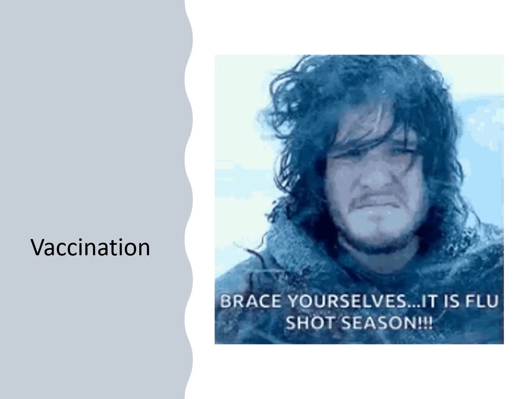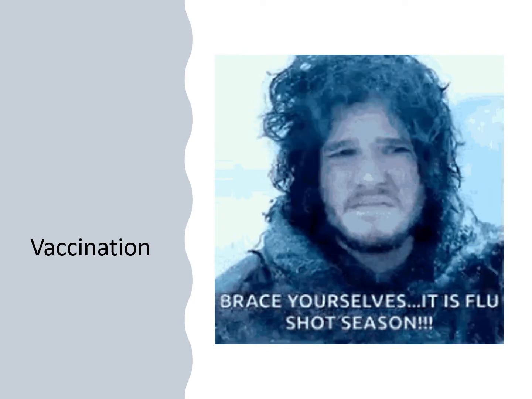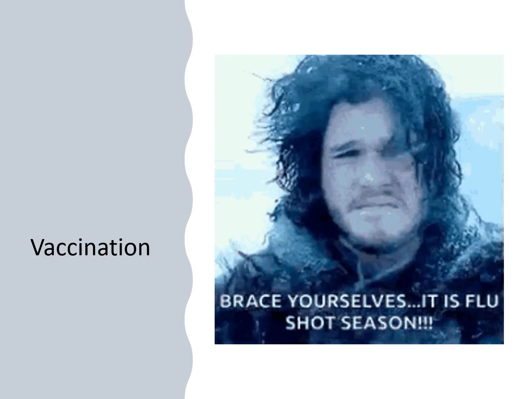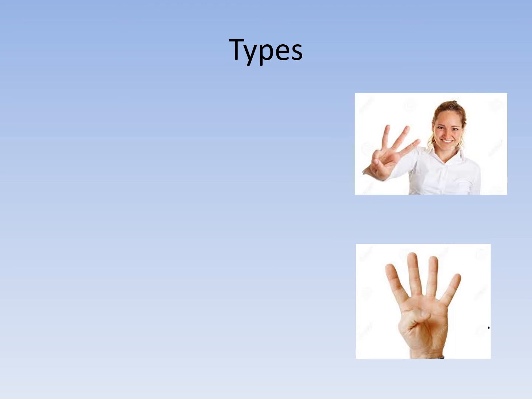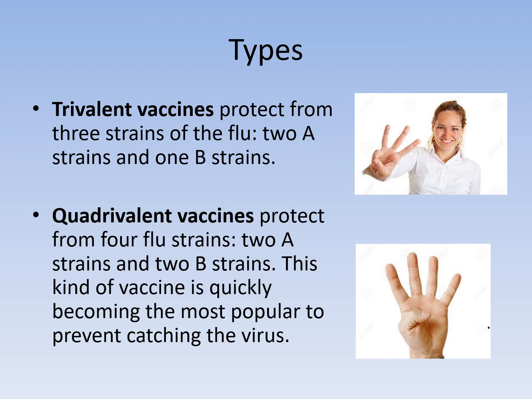Of course, the second way to prevent influenza infection is with vaccination, and we are in the midst of flu shot season. There are two types of flu shots currently available. One is a trivalent vaccine, which protects against three strains of the flu. They have two influenza A strains and one B strain. More often we use the quadrivalent vaccines, which protect you from 4 flu strains, with 2 influenza A strains and 2 influenza B strains. This is becoming more popular over time. This is what we have at our dialysis unit.